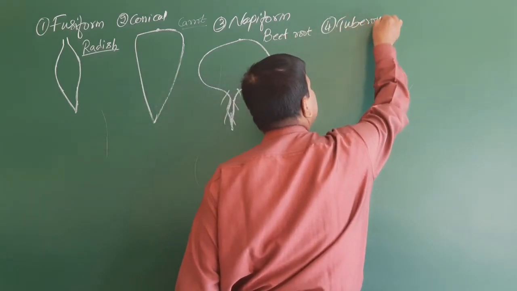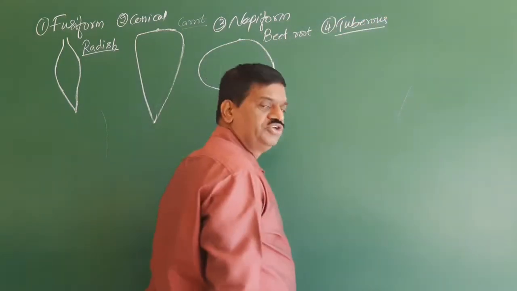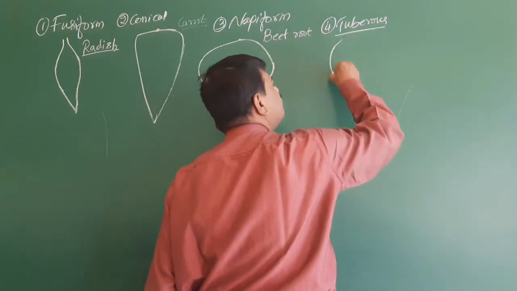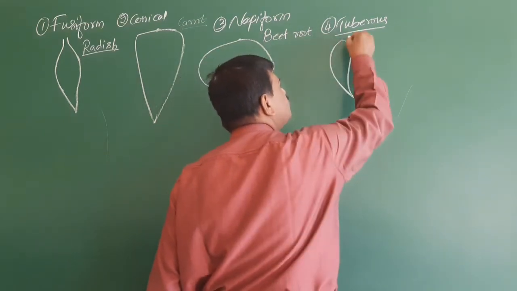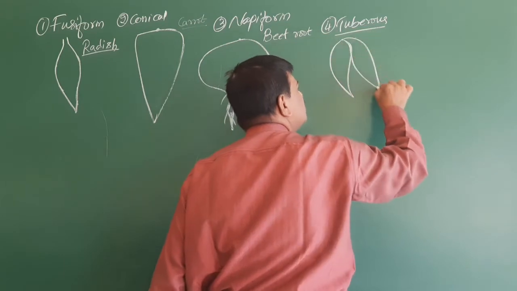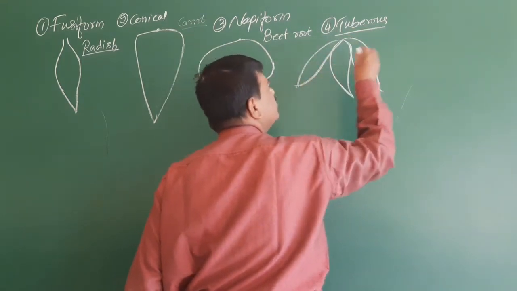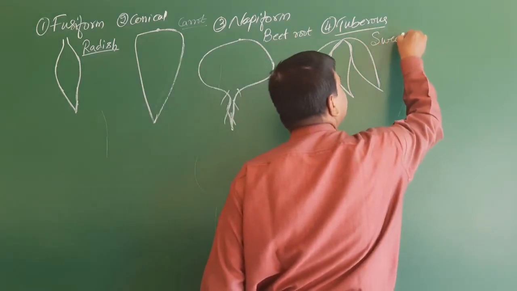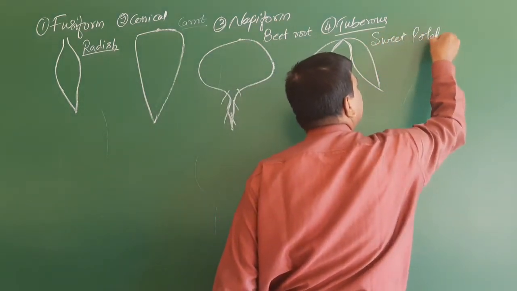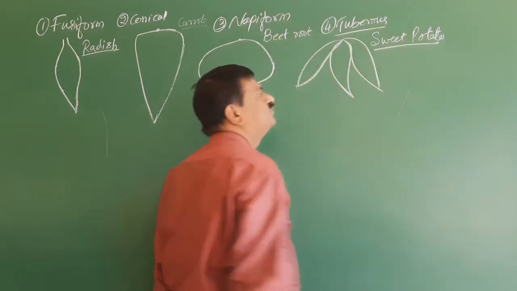And the fourth one is called tuberous root. In tuberous roots, we can see the presence of tuber-like structures and gradual swelling. There are many like this. Tuberous roots will be like this. This can be noticed in the sweet potato, Ipomoea batatas.